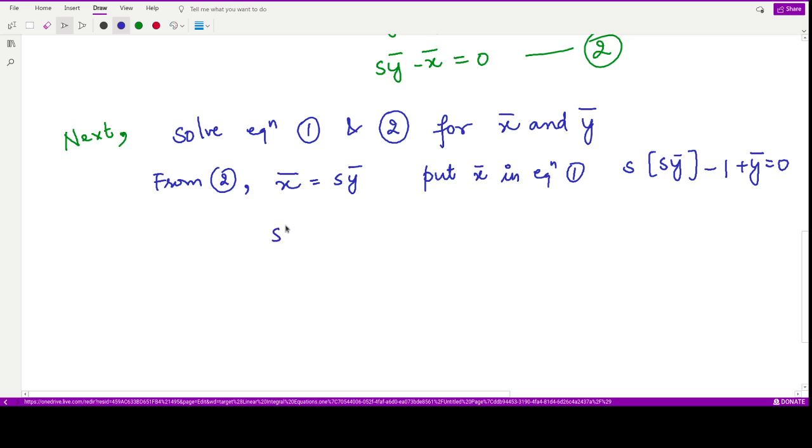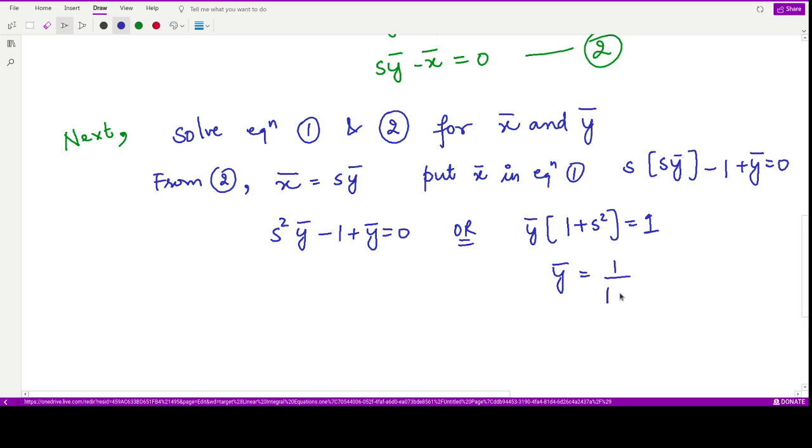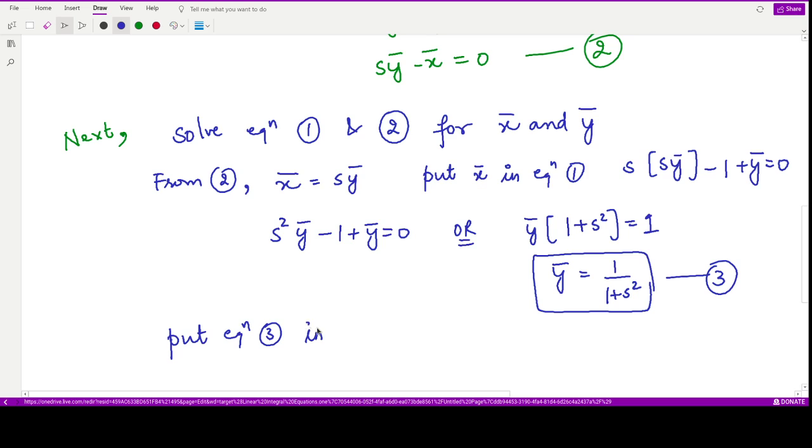So we have s square y bar minus 1 plus y bar is equal to 0, or y bar multiplied by 1 plus s square is equal to 1, or y bar is equal to 1 divided by 1 plus s square. So this is one value. Say this is your equation number 3. So we are substituting equation 3 in the value of x bar in equation 2.